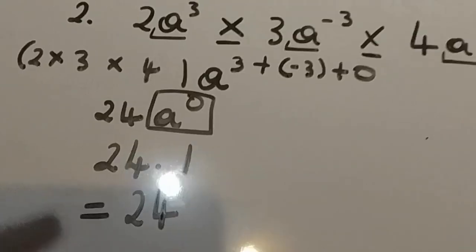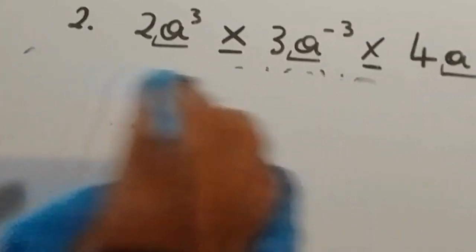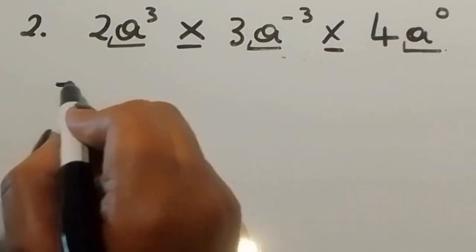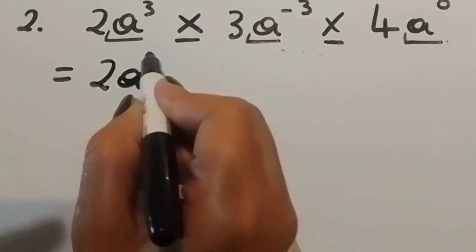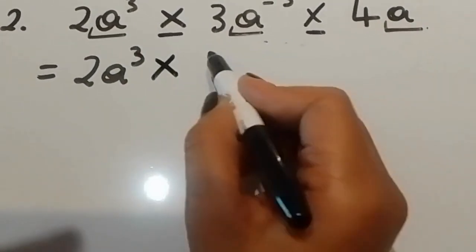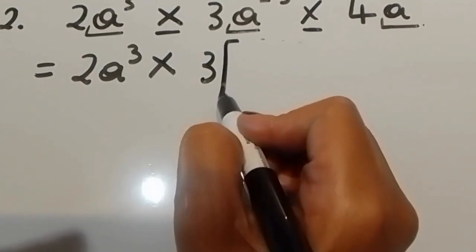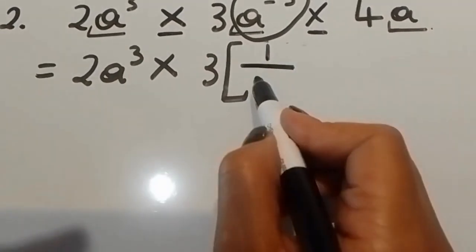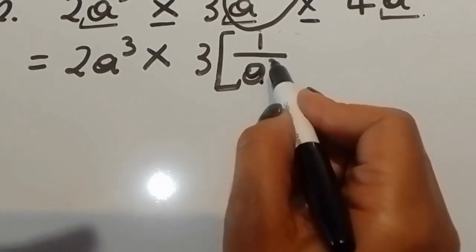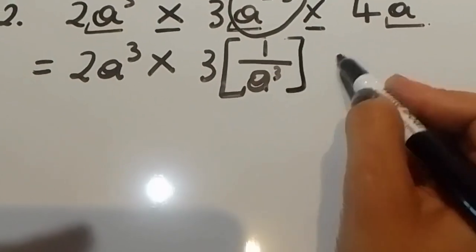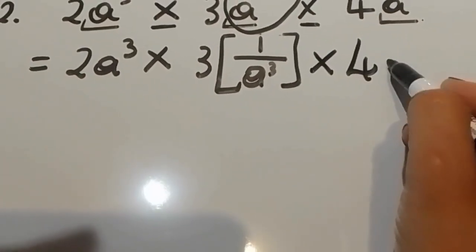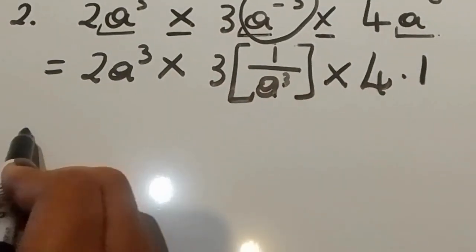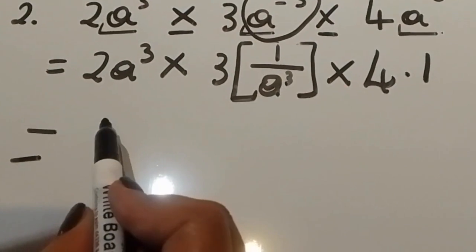Or I could have just broken it down into each separate law. So I could have said 2a cubed multiplied by 3. And then what do I remember about this law here? I can make this a 1 over, then that exponent 3 becomes positive. And then here we will have 4 times, what is a to the power of 0? It's 1. And then we can come down with it.